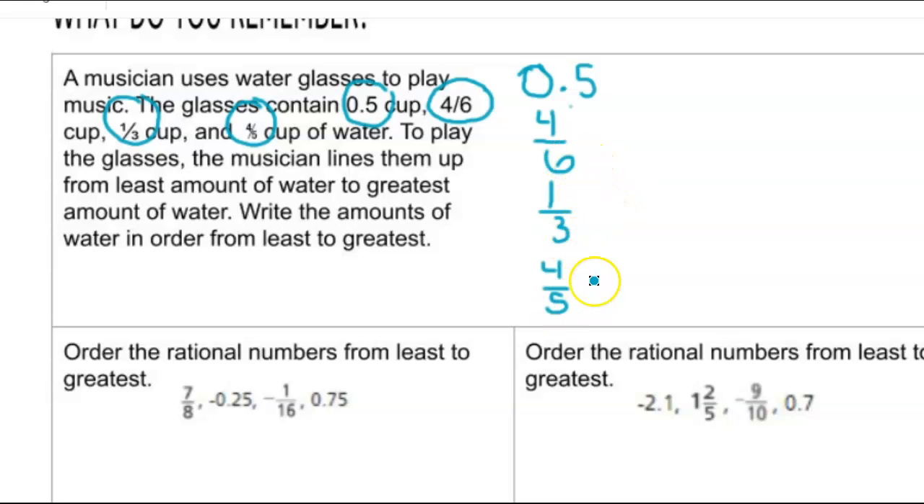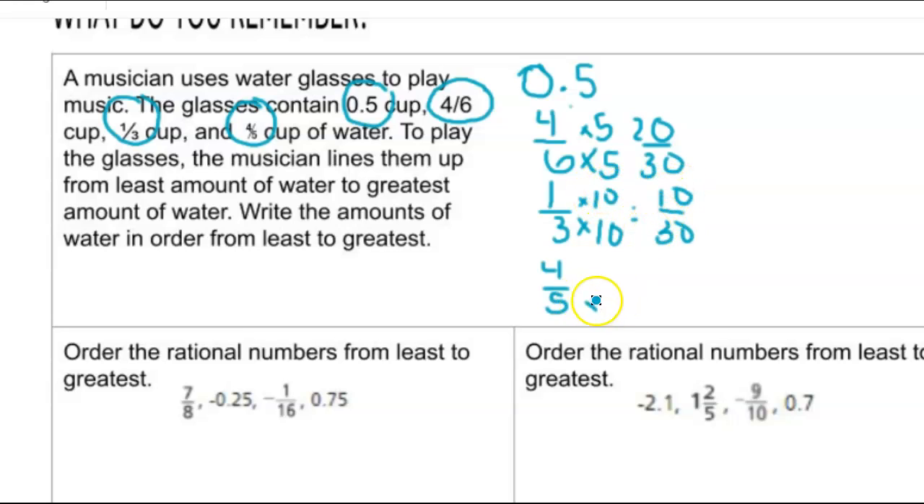And we need to change these all so they have the same denominator. So I'm going to change them to be 30, because I know 6 times 5 will get me 30. So I get 20 on the top. 3 times 10 gets me 30, so I multiply by 10. 5 times 6 gets me 30. I get 24 up here. Now, half. Half of 30 is 15, so this decimal is changing into 15 over 30.